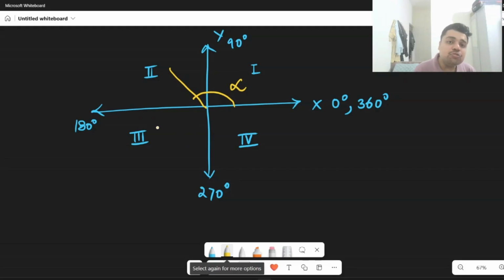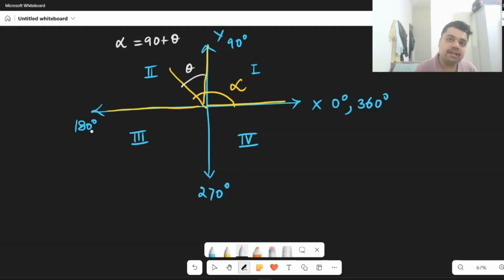So how do I get to know that this angle is in the second quadrant? Can I use these measurements or the reference point to find the value of that? So can I say that this is, let's say, theta. So this angle will be 90 plus theta. Alpha is nothing but 90 plus theta, right? So basically, can I say that an angle greater than 90 and less than 180 will lie in the second quadrant? So the general way of writing any angle in that quadrant will be 90 plus theta or 180 minus theta.